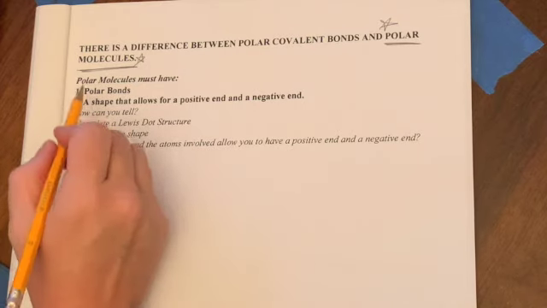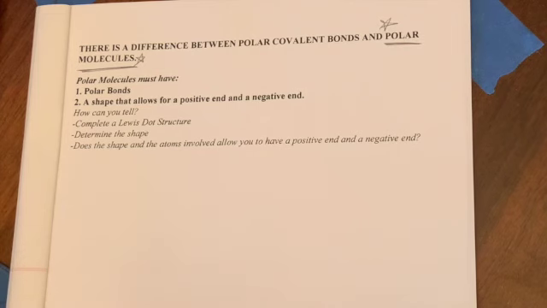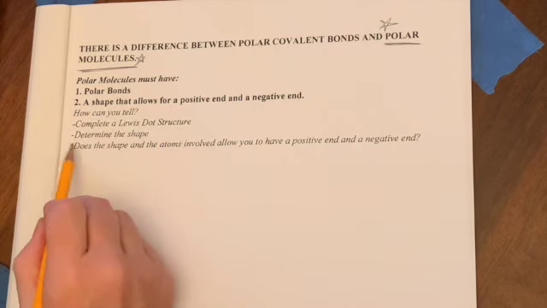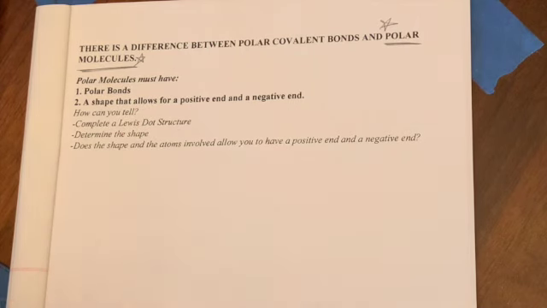So that's first. The second is it must have a shape that allows for a positive end and a negative end. So how are we going to be able to tell about this shape? Well, we're going to do our Lewis dot structures. We're going to determine the shape just like we have before. And then from that shape and the atoms involved, we can determine whether we have a polar or a non-polar molecule. Because oftentimes this can visually be a little bit difficult, I'm going to go through the different shapes that we know and talk about instances where they're going to be polar or non-polar.